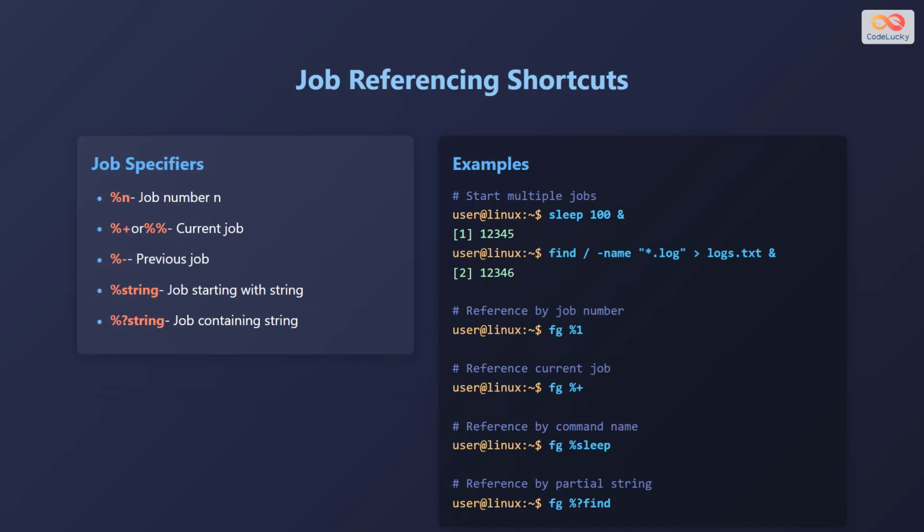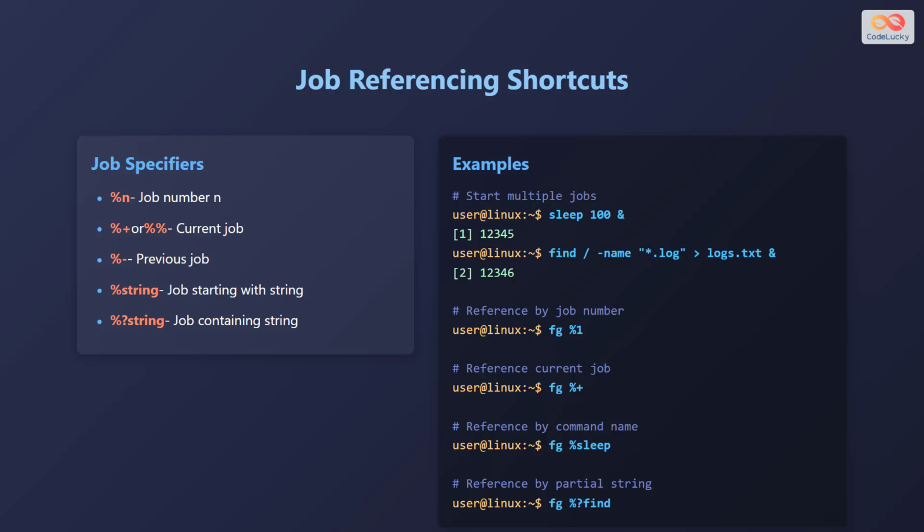To make job control even easier, there are several shortcuts for referencing jobs. %n refers to job number n. %+ or %% refers to the current job. %- refers to the previous job. %string refers to a job starting with a particular string. Finally, %?string refers to a job containing a specific string.